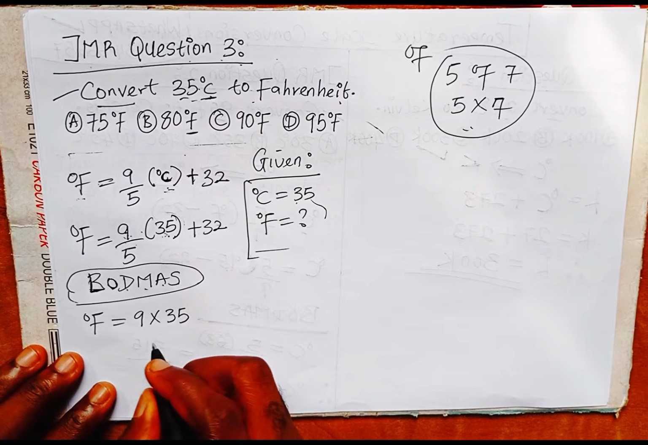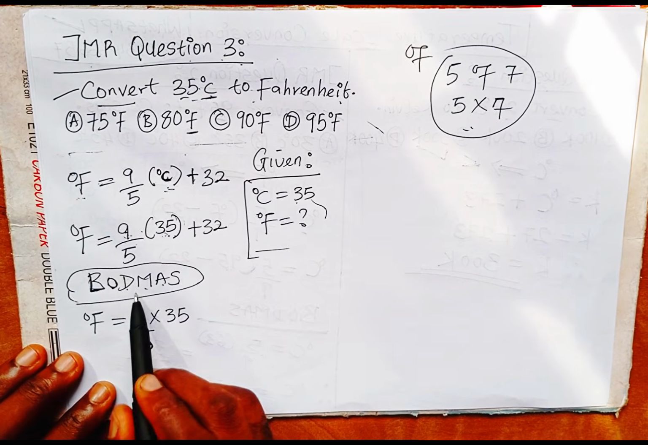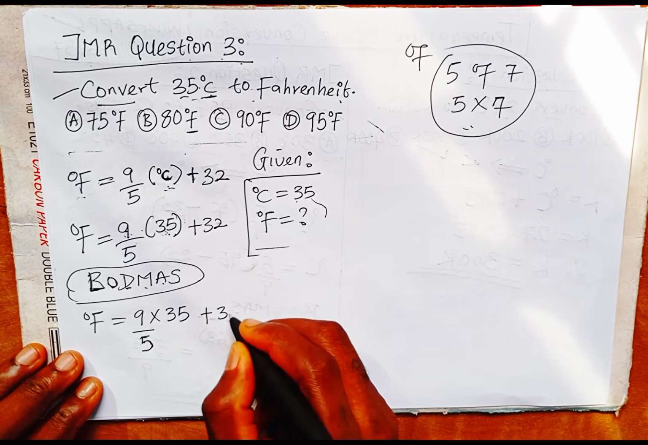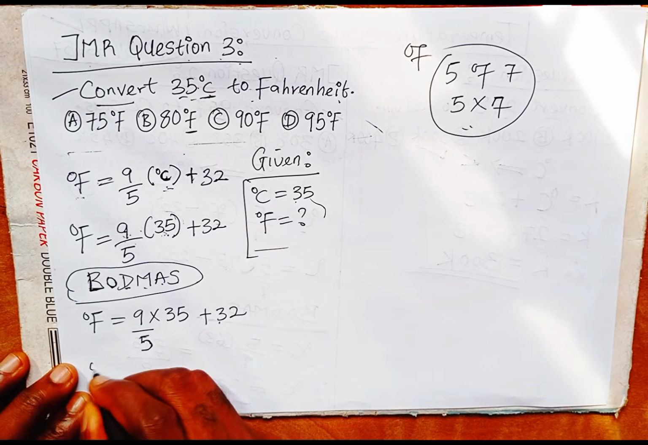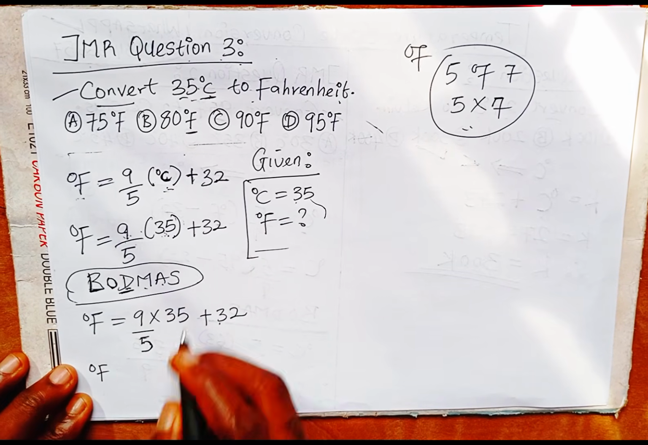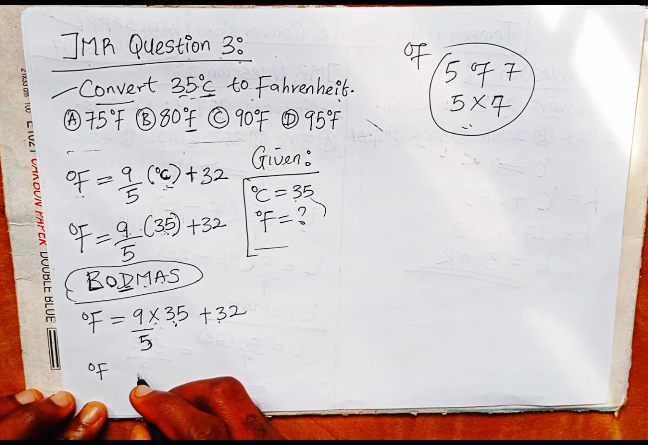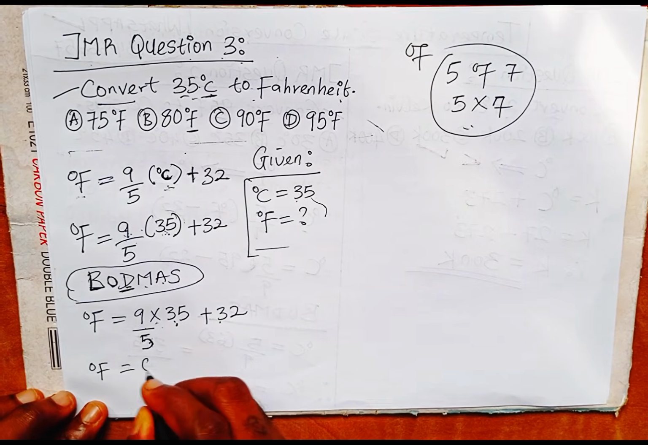Then over 5. Let's put our over 5. What do we have next? We have division in BODMAS. So let's put our plus 32. We bring our 32 down. Degree Fahrenheit, we are applying division next. 9 times 35 divided by 5 will give us 63, equal to 63.